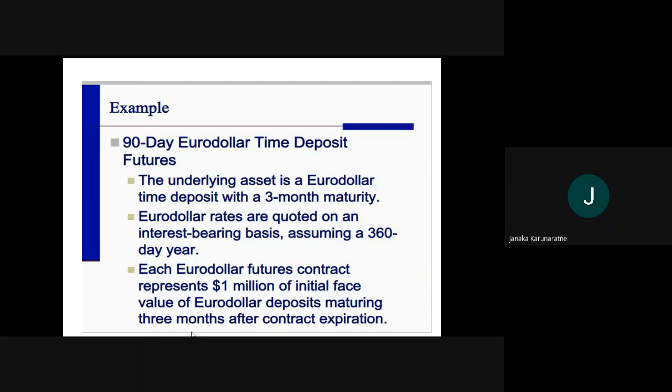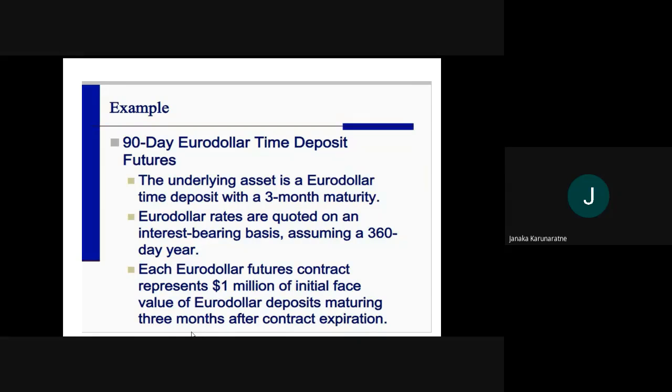So 90-day euro-dollar time deposit futures are very common. Any financial future based on these euro-dollar 90-day time deposits is called a 90-day euro-dollar time deposit future, which is commonly available in the international futures markets. So the underlying asset is a euro-dollar time deposit with 3-month maturity. 90 days means 3-month maturity. The euro-dollar rates are quoted on an interest-bearing basis, assuming a 360-day year.